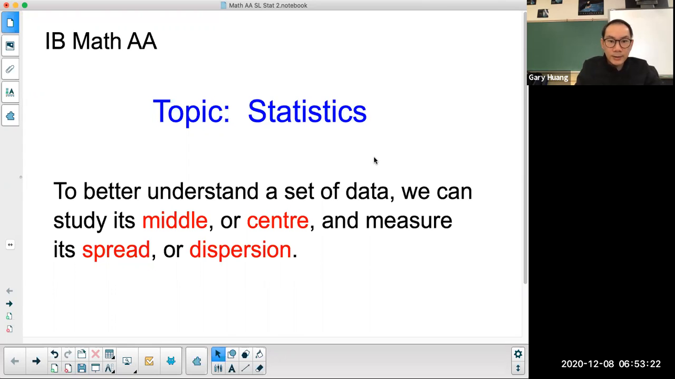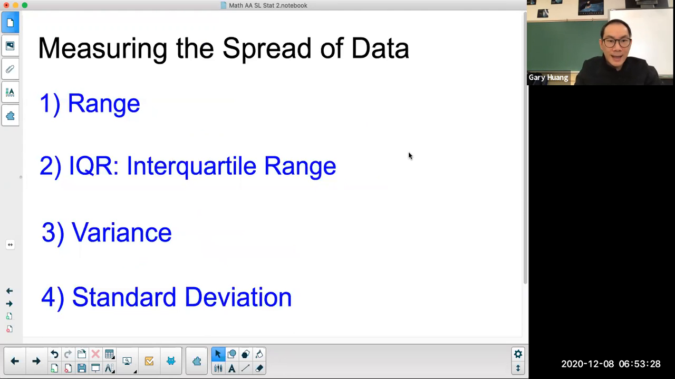Today we're continuing on the topic of statistics. We'll be looking at measuring the spread of the data. And this video is going to be focusing on the first two. What's the range and the IQR?